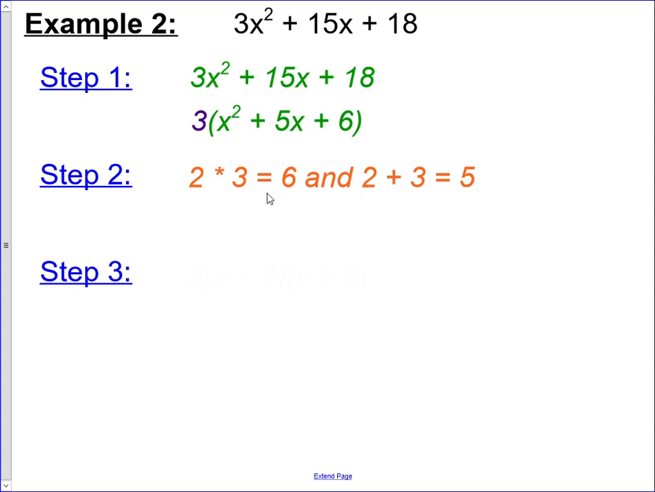So if you remember, we're going to take the 2 and the 3, and it's going to be x plus 2 and x plus 3. But don't forget to multiply it by 3, because we factored out the greatest common factor. So our final simplified form, or our factored form, would be 3 times x plus 2 times x plus 3.